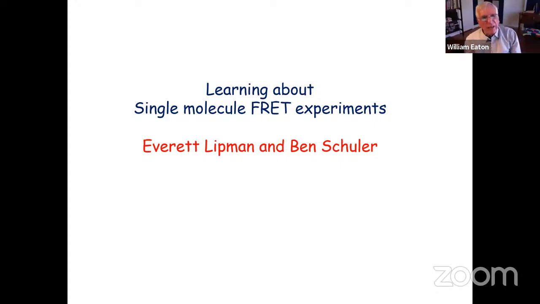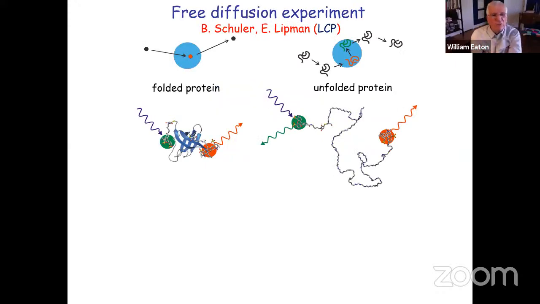So my experiments began when Everett Lippmann and Ben Schuler showed up in the lab. Everett Lippmann had all the skills to build an instrument, and Ben Schuler knew everything about proteins and protein folding. So it was a very good combination. Their first experiment was a free diffusion experiment in which, when the protein is folded and the donor and acceptor dyes are close together, if you excite this green emitting dye with a blue laser, most of the excitation energy is transferred by Förster dipole-dipole energy transfer to the acceptor, which emits red photons.